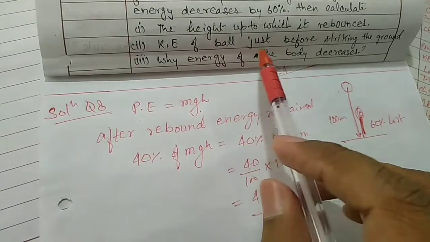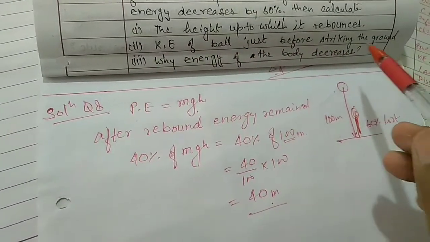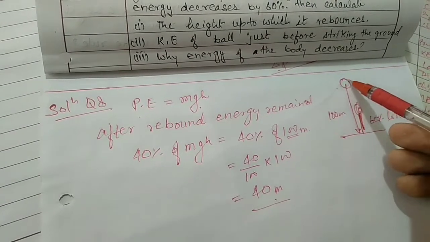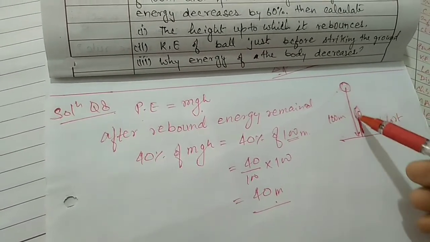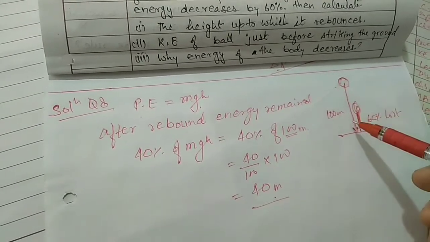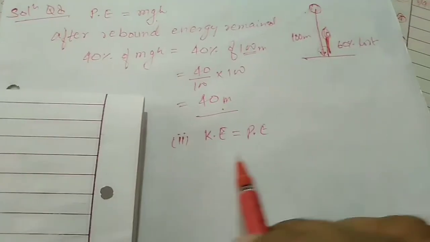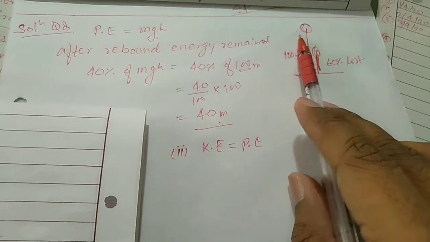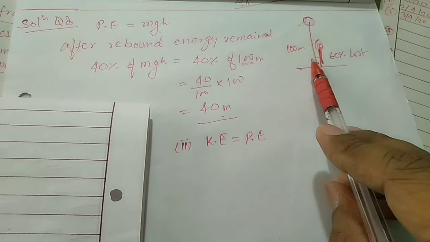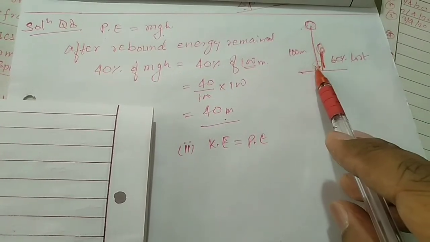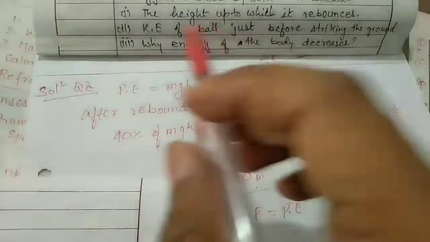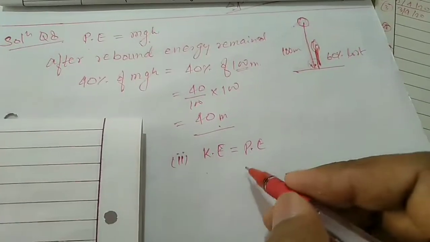The second part of the question is the kinetic energy of the ball just before striking the ground. We know that whatever energy is possessed by the body at the top will be the same at the bottom, meaning potential energy is changing to kinetic energy. By the law of conservation of energy, total energy here will be the same as here. Here it is only potential energy and here it is only kinetic energy. So kinetic energy will be equal to potential energy, and the question is asking about kinetic energy. So let's calculate.